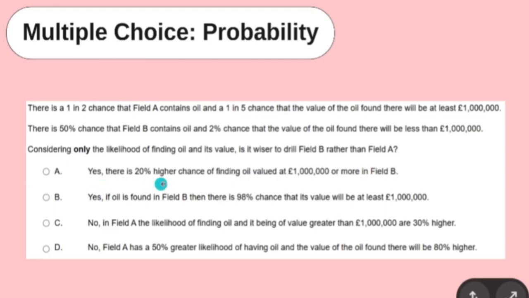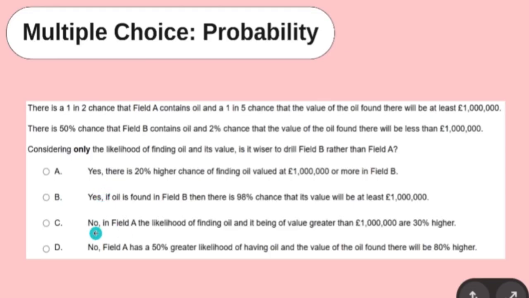So, yes, there is a 20% higher chance of finding oil valued at £1,000,000 or more in field B. Well, that isn't necessarily true because we've worked out 20% here for that first statement and then 98% here, and that's a 78% difference. So A is not true. Then we've got, yes, if oil is found in field B, then there is a 98% chance that its value will be at least £1,000,000. And that's exactly what we've worked out, and you guys worked out too, so well done. So I would put down B.